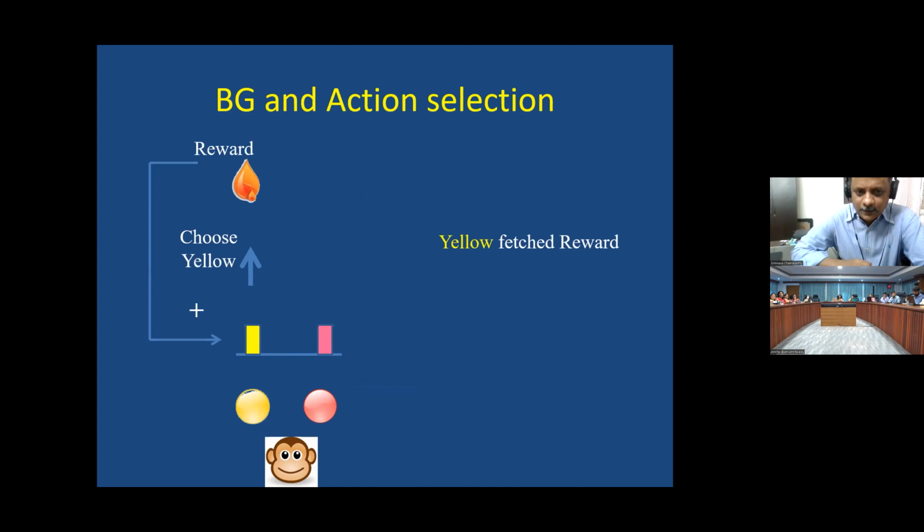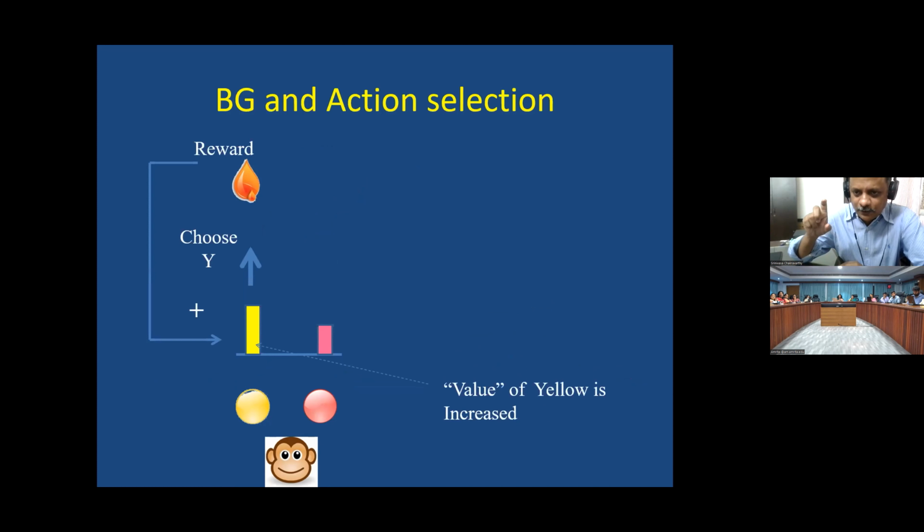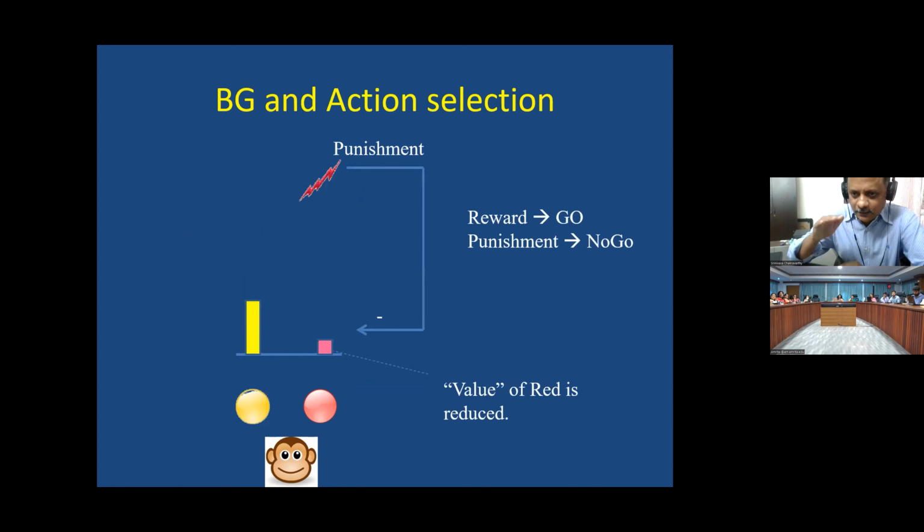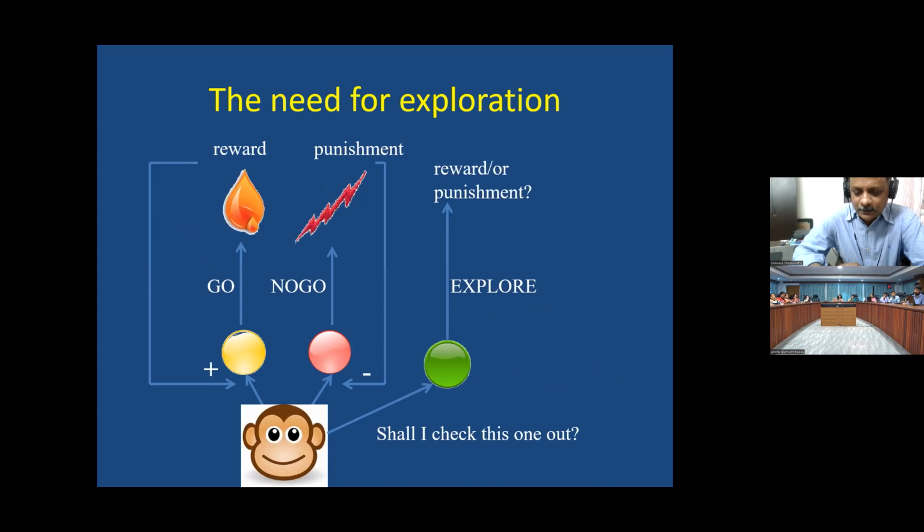choices. So it presses the yellow button, it gets some orange juice. So it understands that yellow is good. So the weightage for yellow goes up. Then it presses the red button, it gets a shock, which is punishment. So it understands that red is bad, so it goes down. So yellow is like go or reward, and red is like no go, punishment, right?